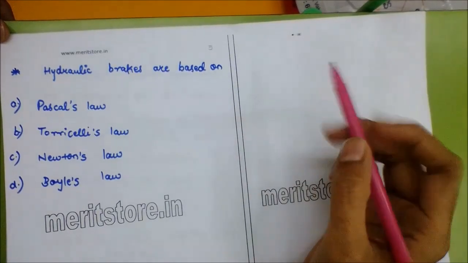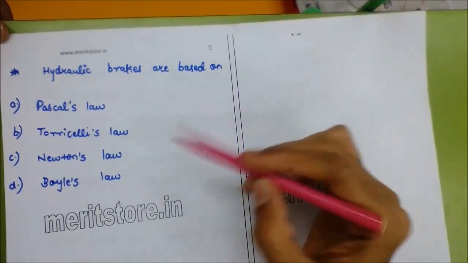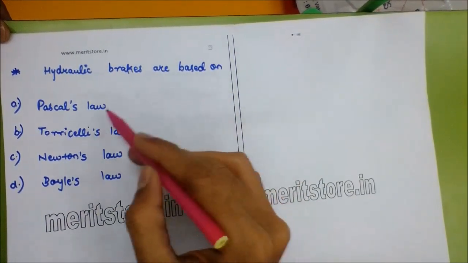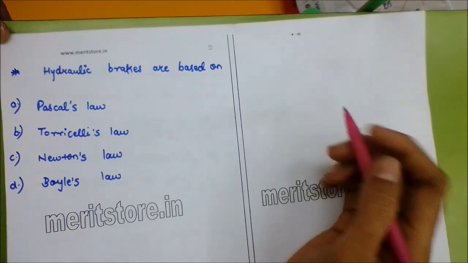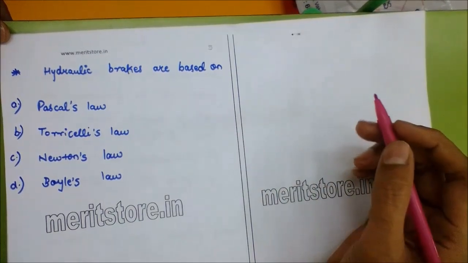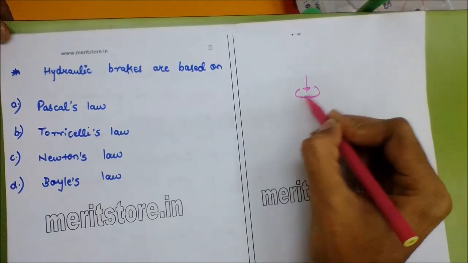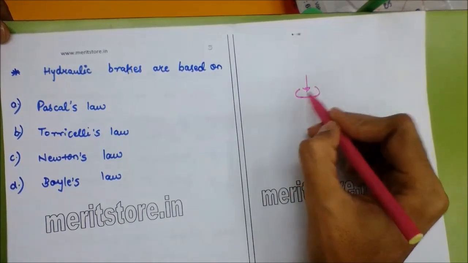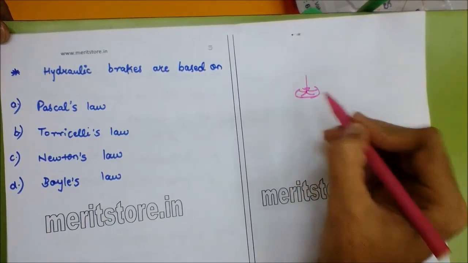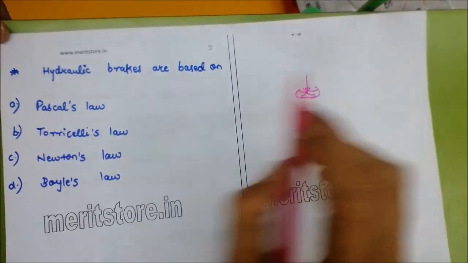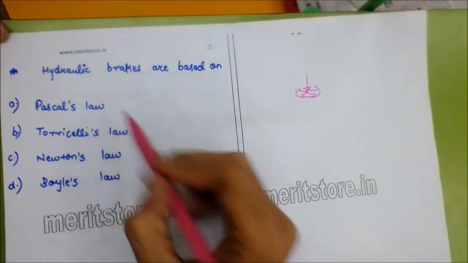Hydraulic brakes are based on Pascal's law, Torricelli's law, Newton's law, and Boyle's law. What we have here is Pascal's law. Pascal's law states that the pressure applied at any point on an enclosed surface of a liquid is transmitted equally in all directions. That is what Pascal's law states.